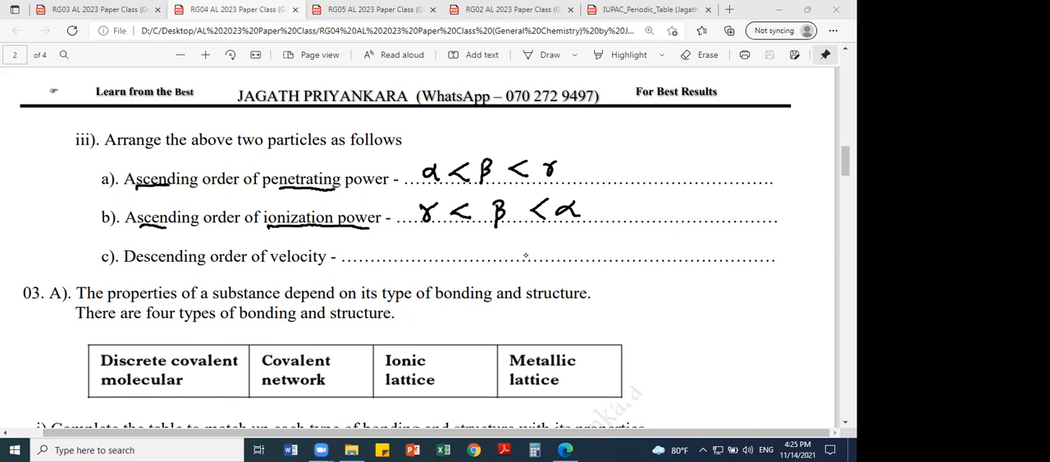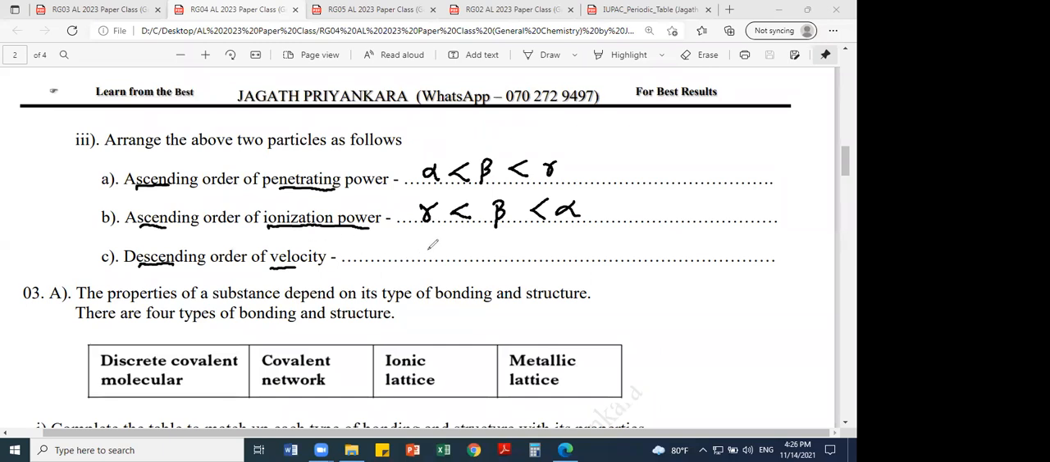Then the next one: descend in order of velocity. That means velocity from highest to lowest. Descending means highest to lowest. Sorry, I said lowest to highest earlier, but descending means highest to lowest. Be careful with ascending and descending. Descending means velocity from highest to lowest.